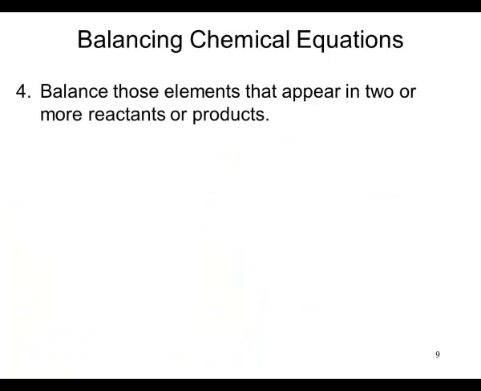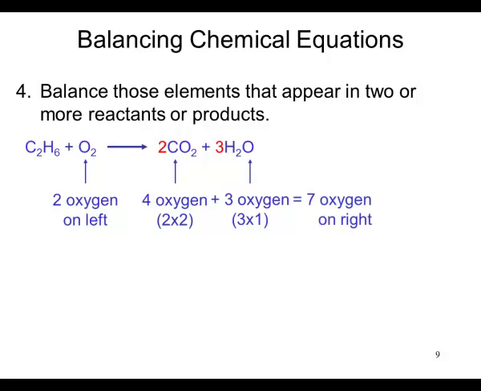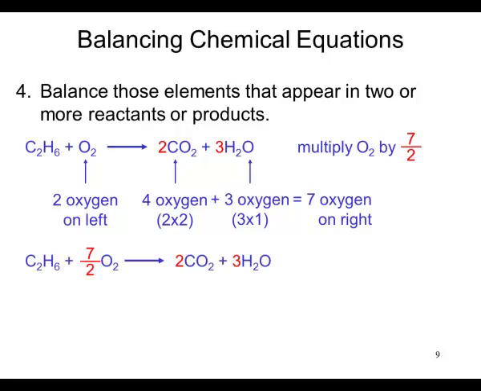So we'll balance those elements that appear in 2 or more reactants or products. We have 2 oxygens on the left, 4 in the CO2, 3 in the water, total of 7. We need to multiply the O2 by 7/2. However, we don't usually express things with fractions, so we need to clear the fraction.